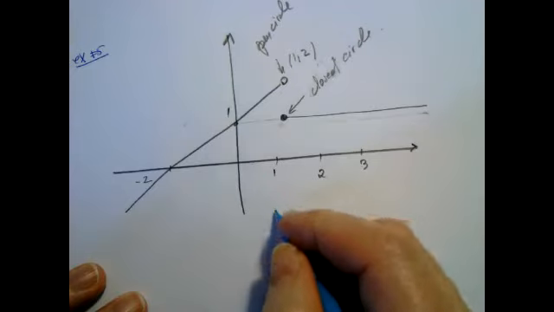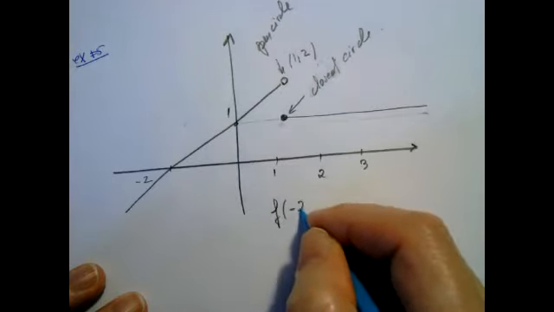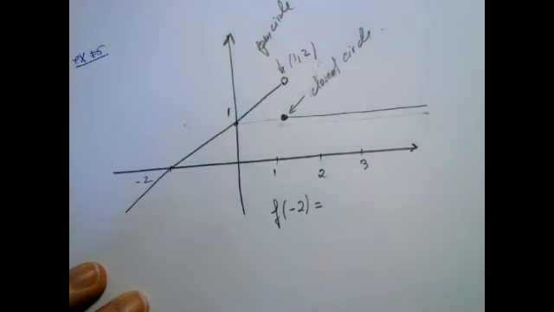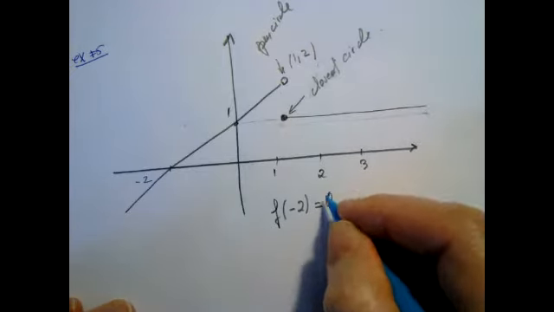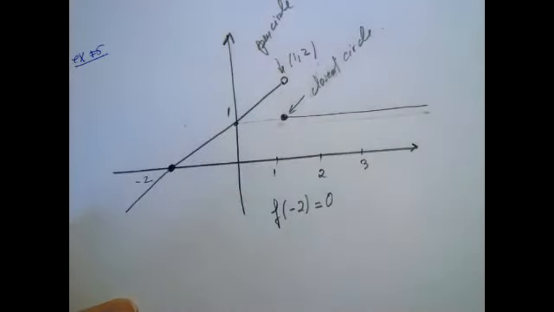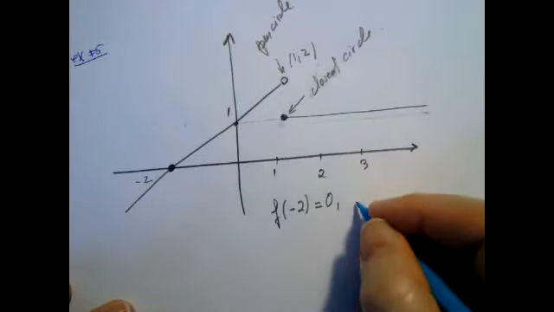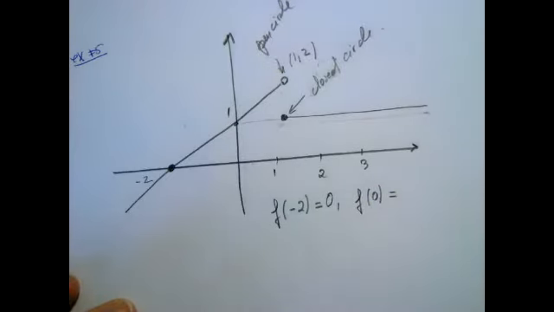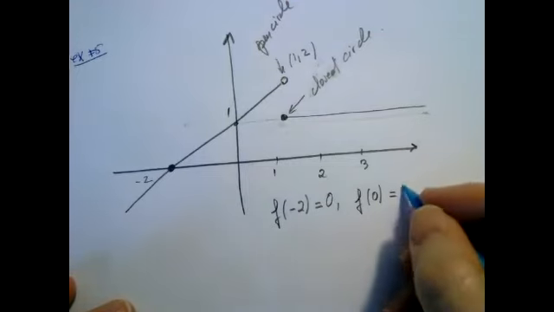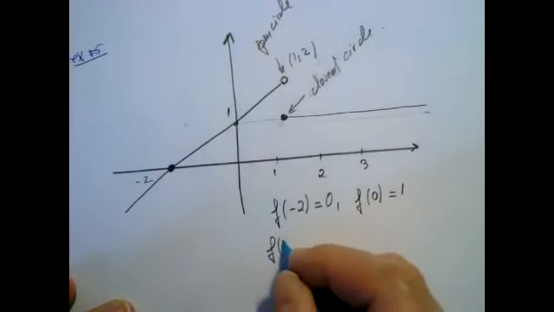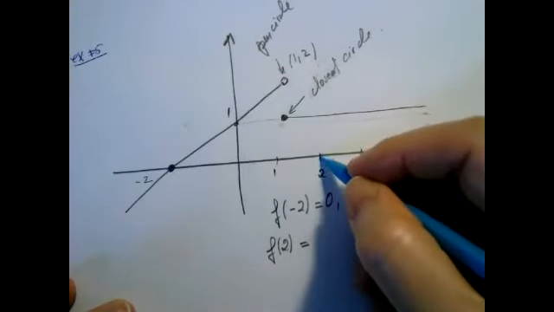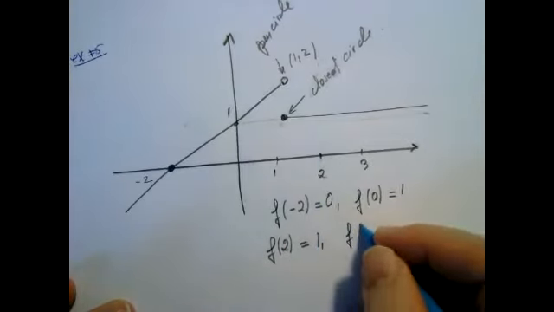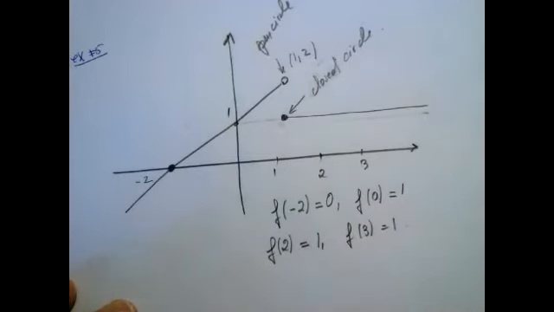Suppose I tell you, what is f of -2? What will be your answer quickly? 0. If this is -2, the output is 0. Suppose I give you f of 0, what should be your output quickly? What's f of 0? 1. What is f of 2? This is my 2. What is f of 2? 1. f of 3? 1. So those are simple.